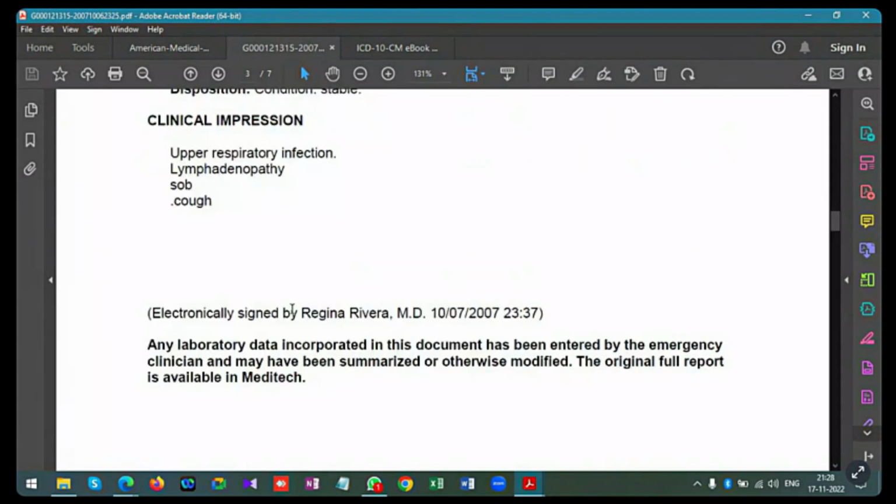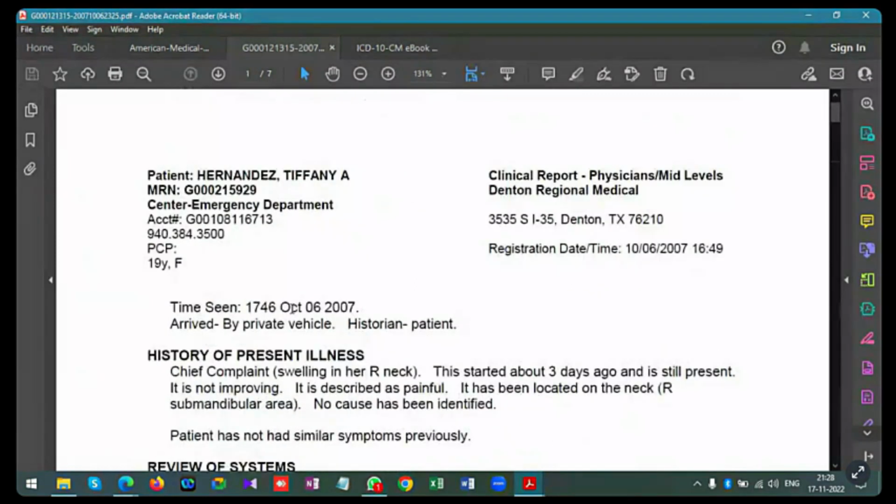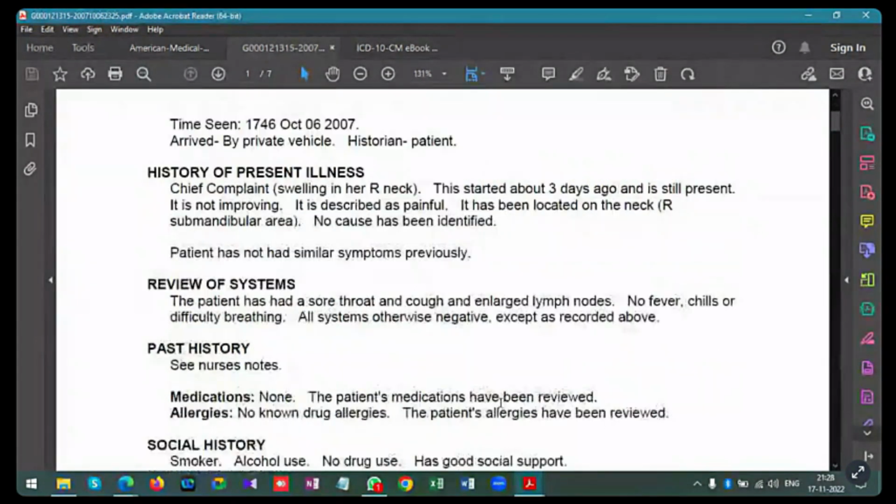So this is about one of the medical records. Like this, a set of medical records will be there. I have taken a summary record, that's why I have only a single page. But when you are doing it live, you will have at least 10 pages or 15 pages or more than 15 pages.